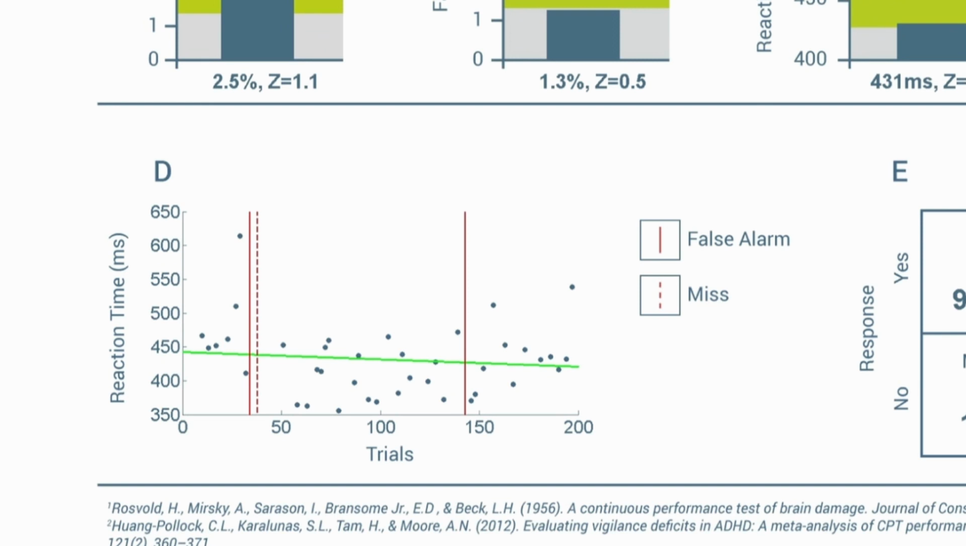Finally, the green line represents what's called a least squares line. This line can be used to assess whether there is a trend in the reaction times. In the current example, it seems that the reaction times are decreasing somewhat across trials, which is perhaps a bit odd, as one might expect that the reaction times would increase as mental fatigue sets in.